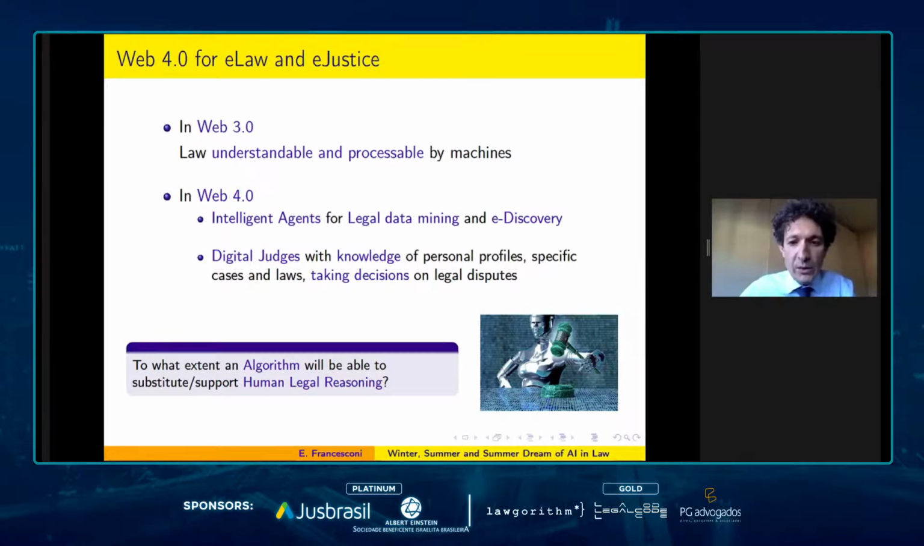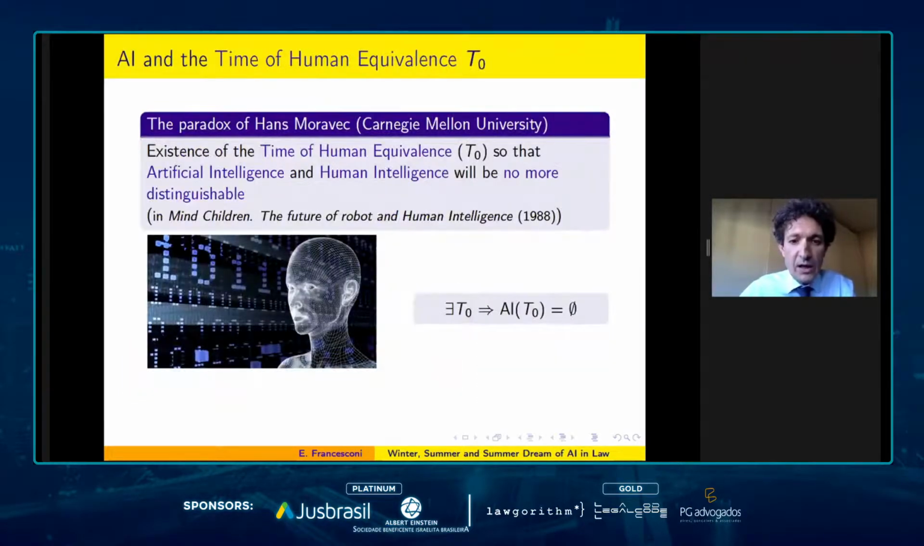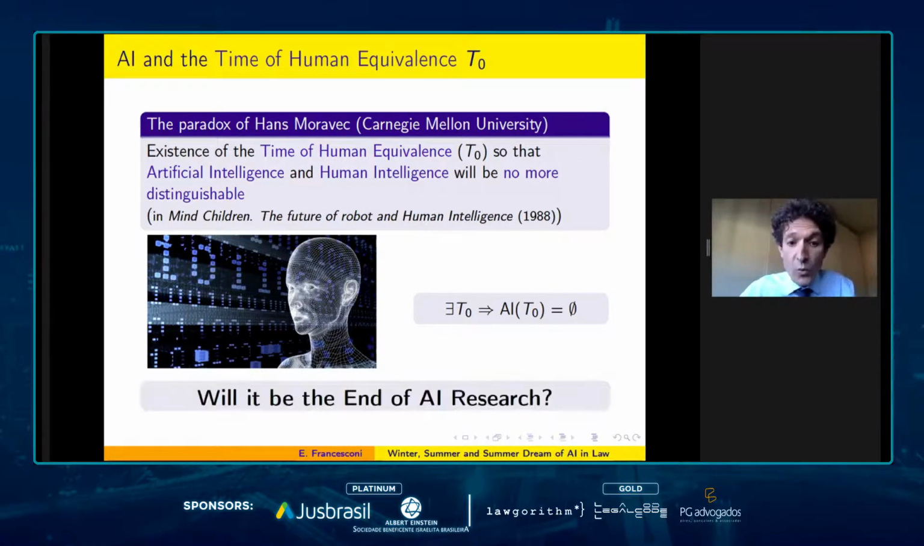In order to respond to this question, we can make reference to the so-called paradox of Hans Moravec of Carnegie Mellon University. He theorized the time of human equivalence. At that time, T0, human intelligence and artificial intelligence will be no longer distinguishable. So if it exists at that time, the research in AI will be reduced to an empty set. So will it be the end of AI research?